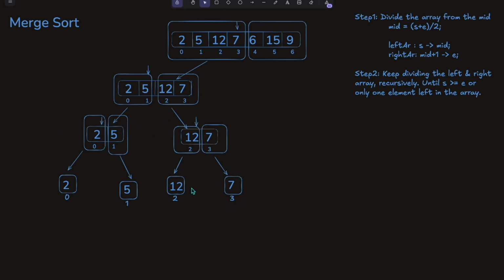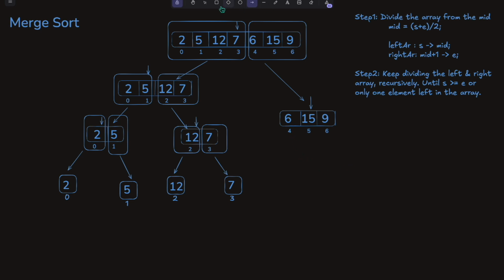Now the same thing we need to follow in the right side as well. So we need to keep dividing the right array as well. So let me place this particular portion separately from this array. Okay guys, so this is the right portion of the array. Now again we need to divide this array from the mid. So mid value is nothing but 4 plus 6 divided by 2, which is 5. So mid is 5 here. Let me place the mid value. So this is the mid value.